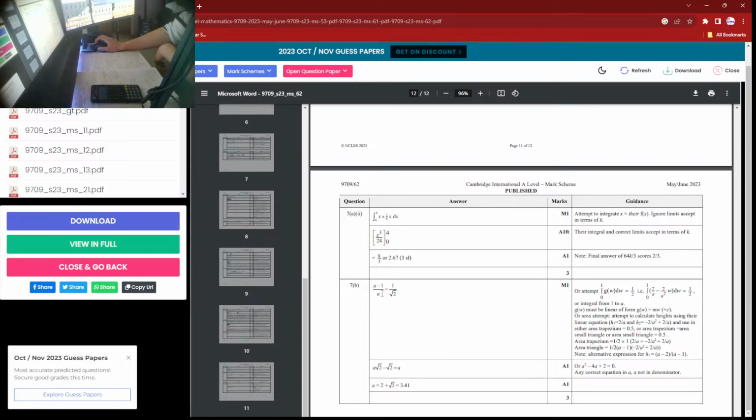Minus 2 over a is equals to 1 over 2. What? Huh? A minus 1. Okay, that gives you the area of the one side. Over a is equals to 1 over root 2. What?